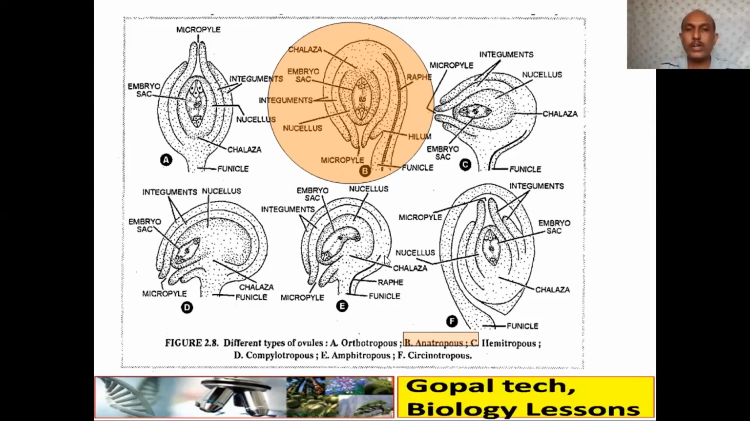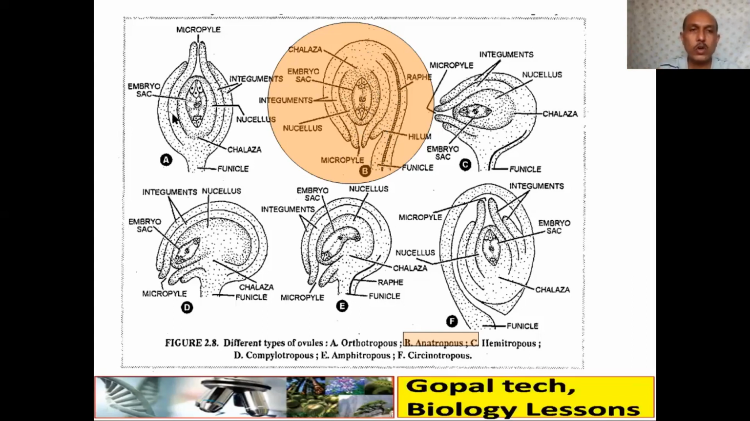I have shown here different types of ovule, but this one is the typical ovule, that is an anatropous ovule. See here, a micropyle end is there, one or two integuments are there. Inside there is an embryo sac. This is the micropylar end. Opposite to the micropylar end is the chalazal end. Then there is a raphe also. This is the hilum where the funiculus is attached to the ovule, and the funicle is the stalk.